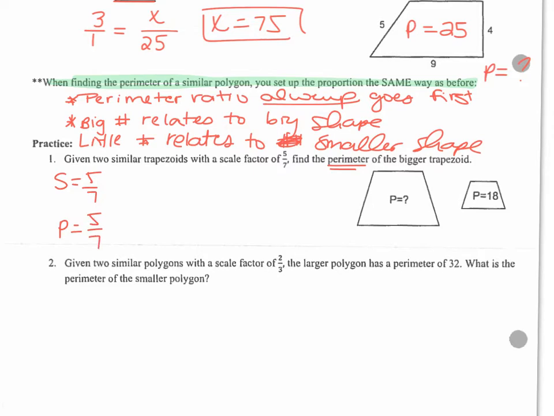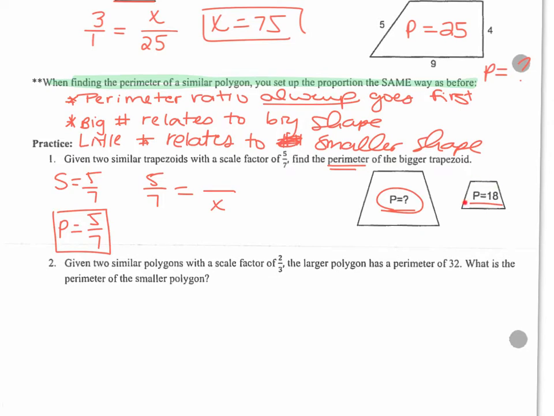So because I'm finding the perimeter, I'm starting with the perimeter ratio, 5/7, and now I'm going to compare it to my perimeters. If I look at the question mark, is that the bigger shape or the smaller shape? Well, it's the bigger shape. So now go back over to my scale factor. Where's my bigger number, top or bottom? It's on the bottom, so X goes on the bottom.